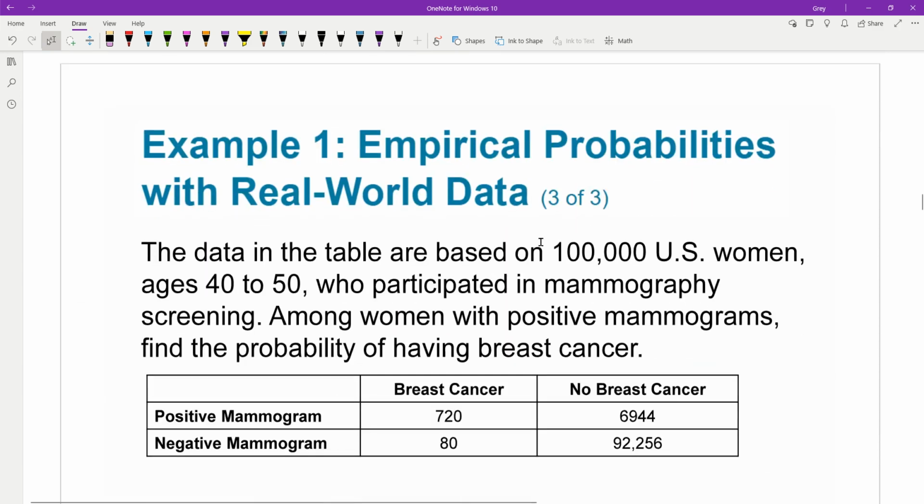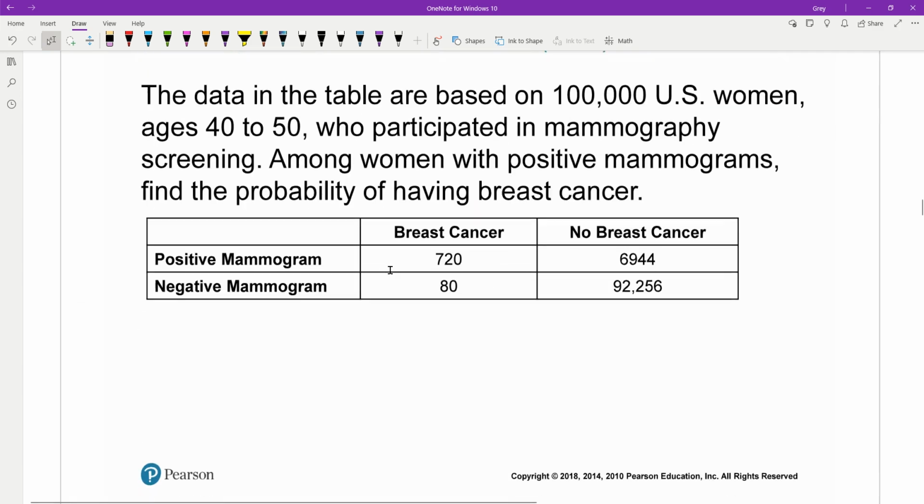All right, last example in this same data. It's still example 1. This time, among the women with positive mammograms, find the probability of having breast cancer. This is basically backwards of what we just did. So this is the given, positive mammogram. So in this case, I'm looking at this. Those are the only people I'm looking at. What is the total of those people? 7,664. How many of them have breast cancer? 720.